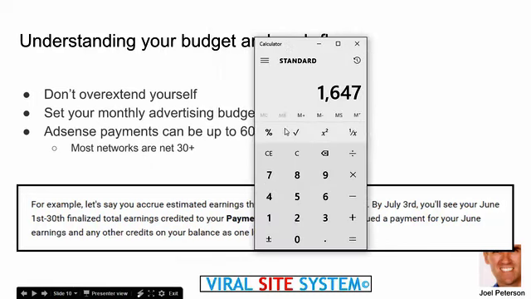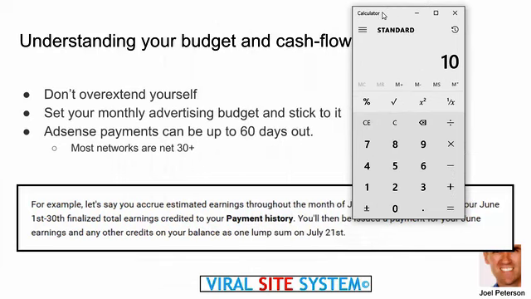Let's just say, for example, you're spending $10 a day. So you've gone through a month there. That's 30 days, so that's $300. And then you're going to go through 21 days in July. Say you're still spending $10 a day. That's 210. So now you've spent 300 plus 210.